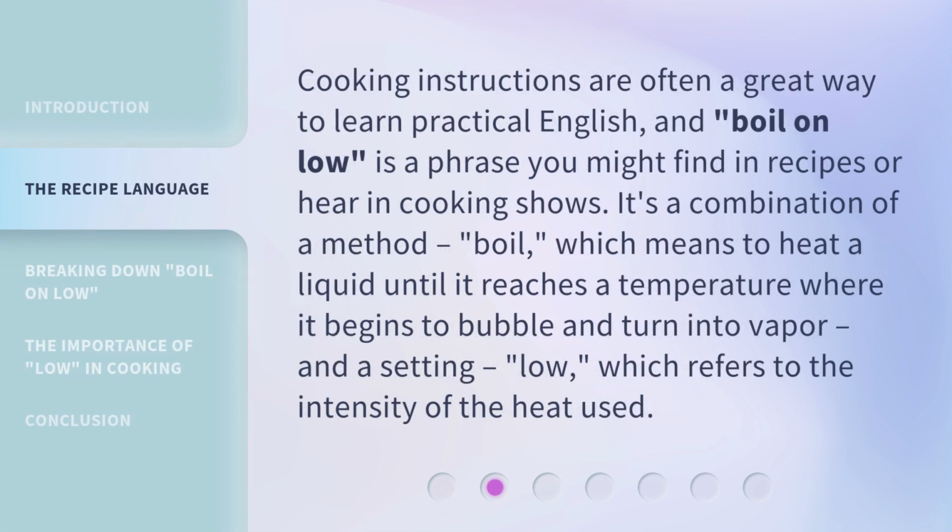Cooking instructions are often a great way to learn practical English, and "boil on low" is a phrase you might find in recipes or hear in cooking shows. It's a combination of a method, boil, which means to heat a liquid until it reaches a temperature where it begins to bubble and turn into vapor, and a setting, low, which refers to the intensity of the heat used.